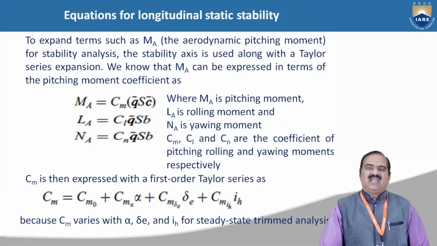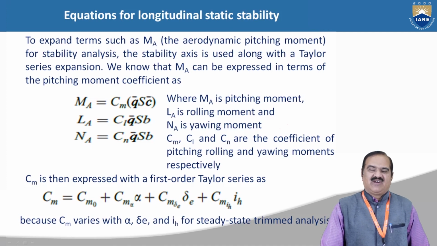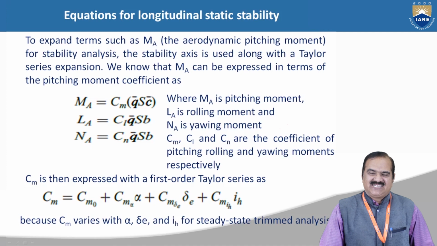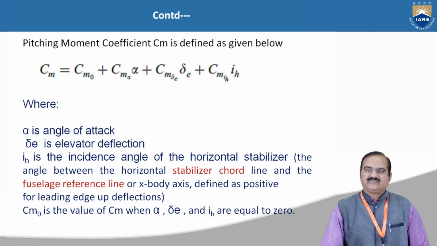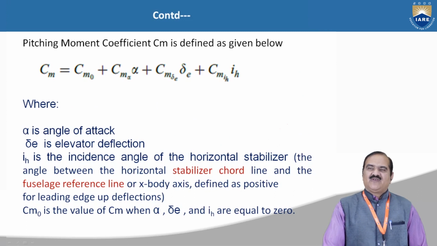So Cm is the longitudinal coefficient of moment, and if we expand it with the help of the Taylor series, we will get Cm is equal to Cm naught plus Cm alpha alpha plus Cm delta E plus Cm iH. Here Cm varies with alpha, delta E, iH for steady state trimmed condition. Again, this is the continuation; the same equation is depicted.